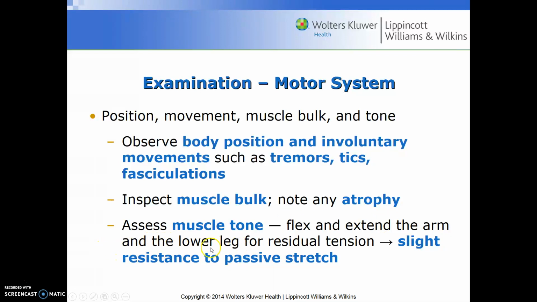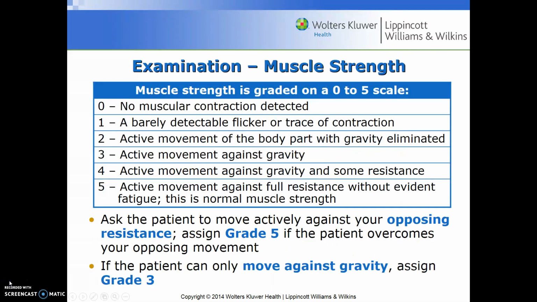Flex and extend the arm and the lower leg for residual tension. Slight resistance to a passive stretch. Examination of muscle strength is graded on a scale of 0 to 5. So 0 being no muscular contraction, and then 5 being active movement against full resistance without evident fatigue. That's normal muscle strength. You always ask the patient to move actively against your opposing resistance.